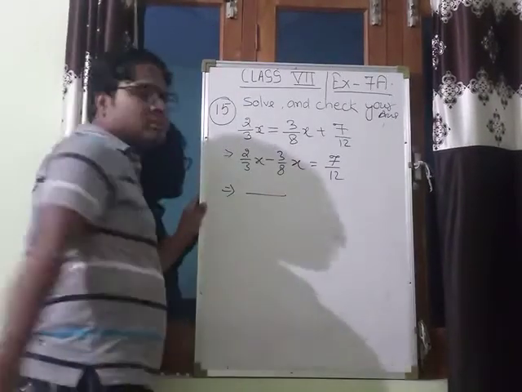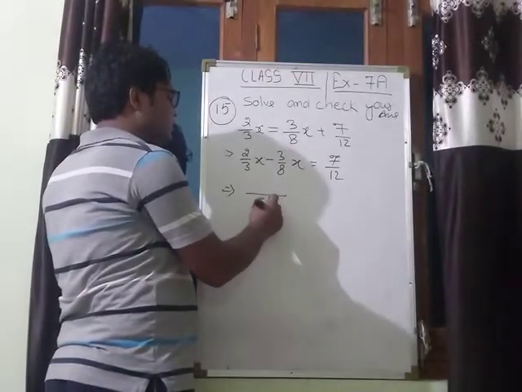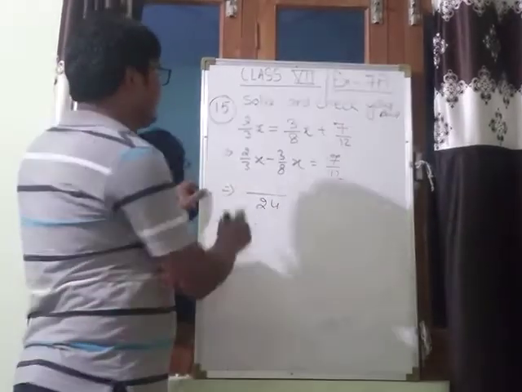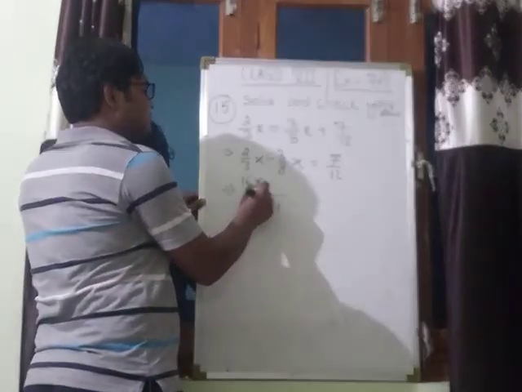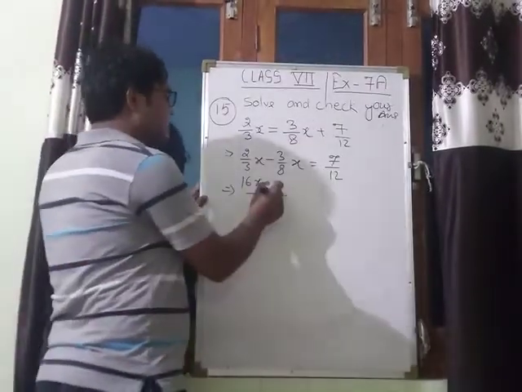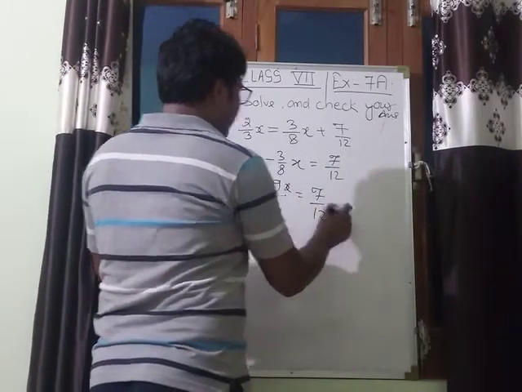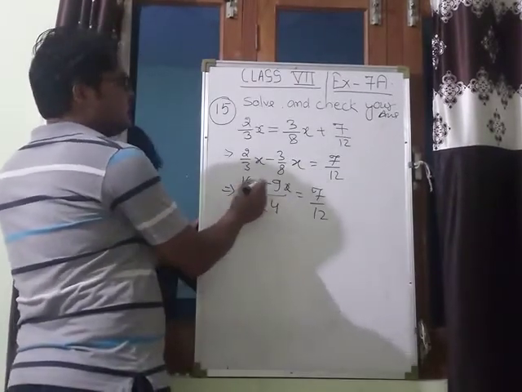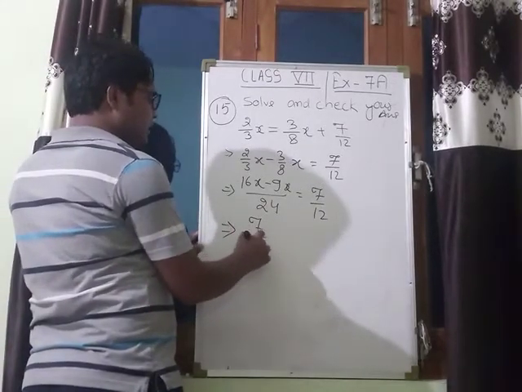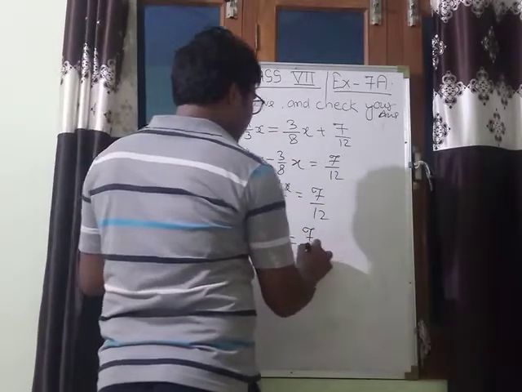What will be the LCM here? LCM of 3 and 8, that is 24. 3 eights are 24, 8 twos are 16x, minus 8 threes are 24, 3 threes are 9x, equal to 7 upon 12. That is 16x minus 9x, that is 7 by 24x, that is 7 by 12.